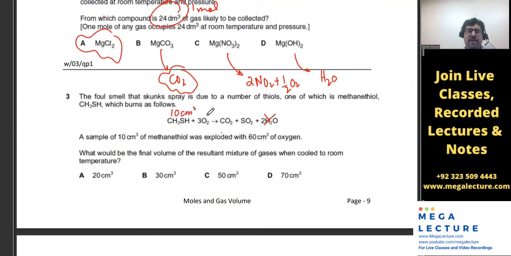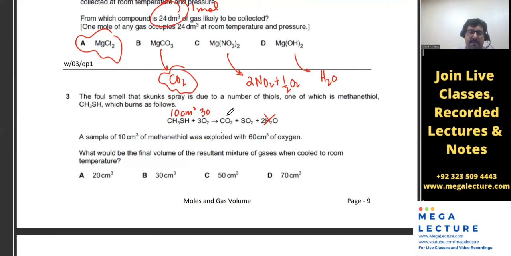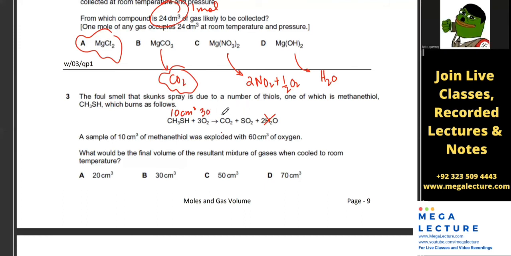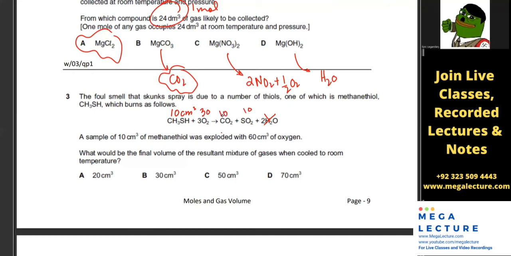So can you tell me how much oxygen would be required to burn it? 30. Okay, so this is going to be 30, right? And how much CO2 and SO2 would be produced? 20. Okay, combined, that's going to be 20, 10 of this and 10 of this, right? Yes, sir. So the answer is C.